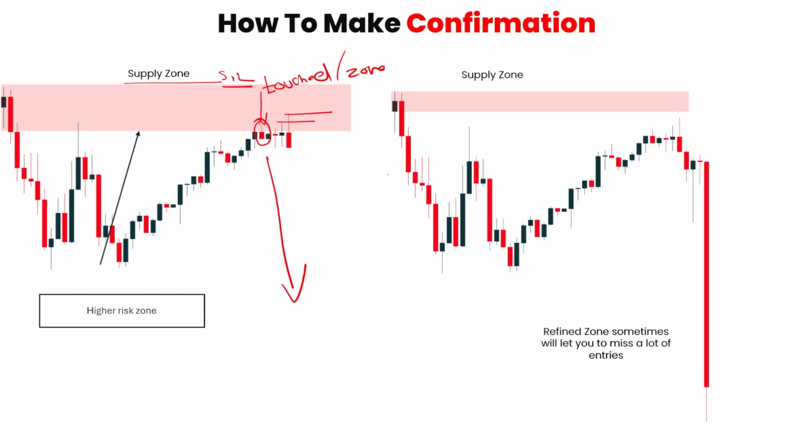And then from this side, we can see that if we have refined the zone, price is likely not to come to the zone, the market just shoots to the downside aggressively.